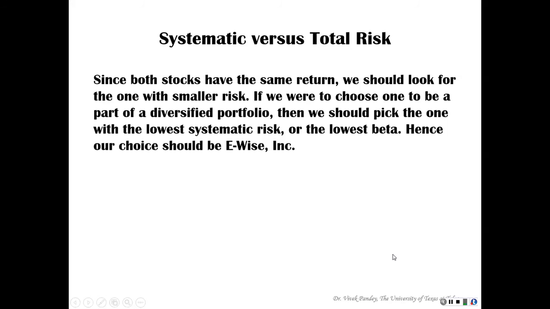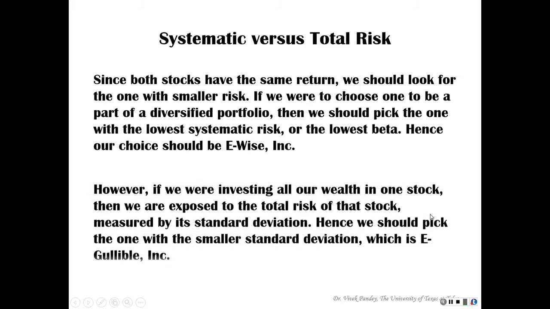So since both stocks have the same return, we should look for one with smaller risk. If we were to choose one to be part of the diversified portfolio, then we should pick the one with the lowest systematic risk, which is measured by beta. So we want to pick one with the lowest beta. So our choice should be EWise.